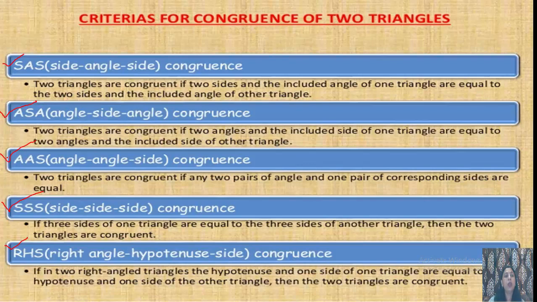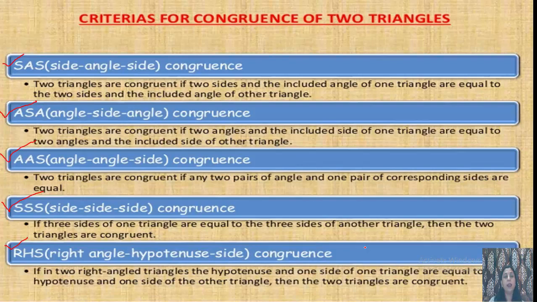Now ASA, angle side angle congruency. Two triangles are congruent if two angles and the included side of one triangle are equal to two angles and the included side of the other triangle. Side angle side में दो sides थी, बीच वाला एंगल था. एंगल साइड एंगल में दो एंगल्स हैं और उनके बीच में इंक्लूडेड साइड जो है वो कॉन्ग्रुएंट होंगी.